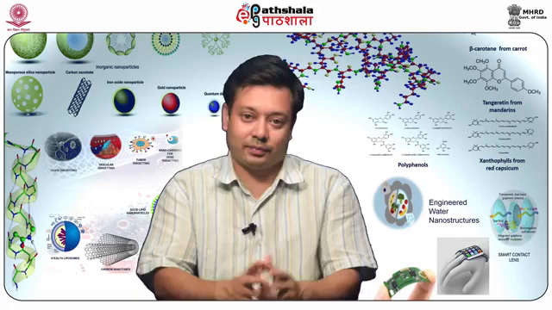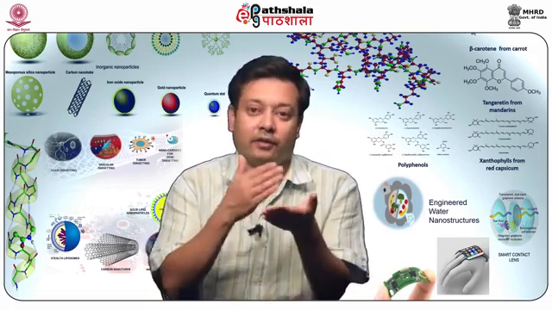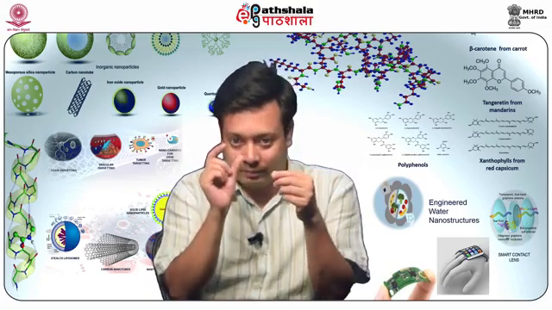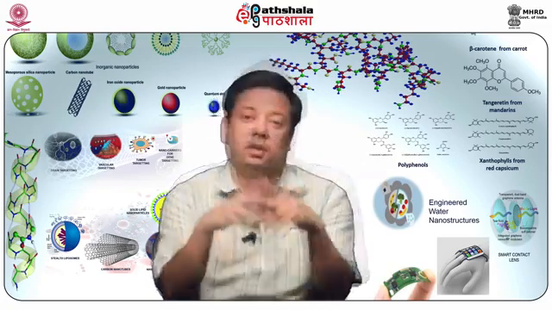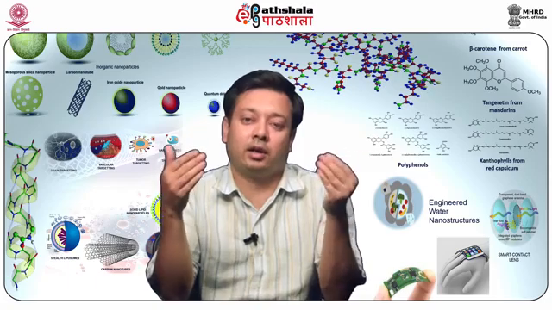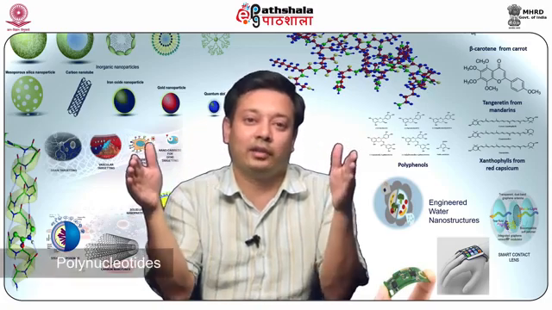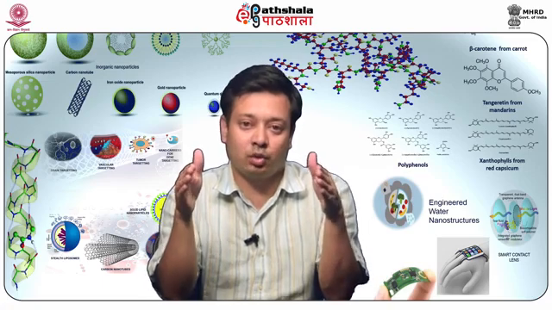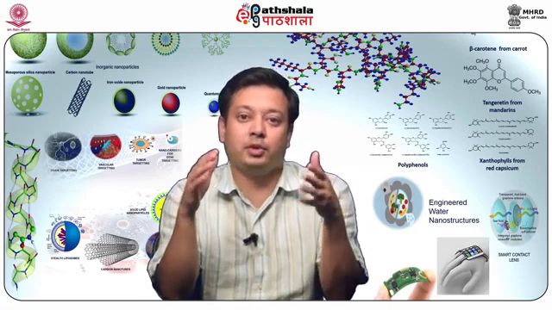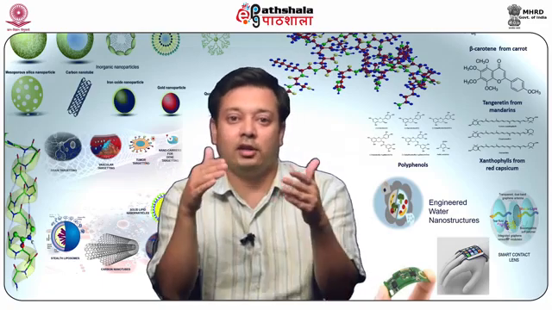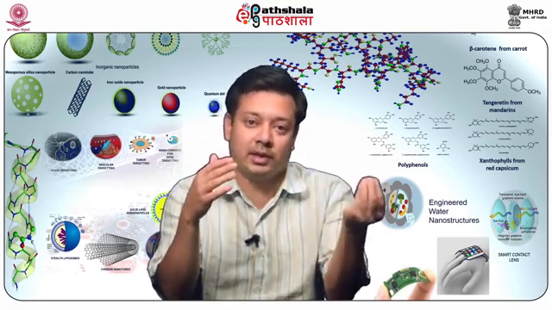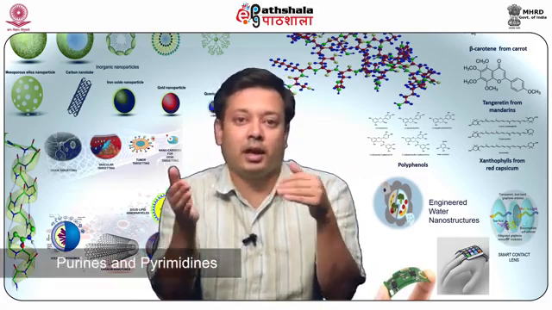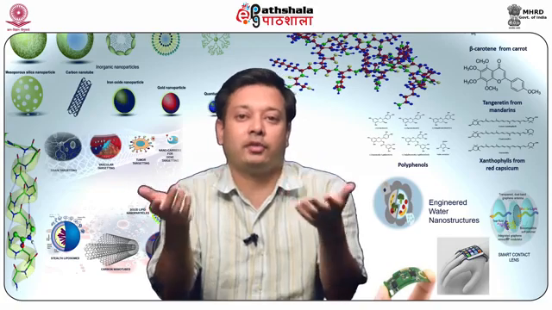So let's look at the different fragments of DNA, or the basic building blocks of DNA. The nucleic acids are nothing but polynucleotides, and if you look at one particular nucleotide, it is made up of nucleoside and phosphate. The nucleoside is made up of bases, which can be of two different types, purine or pyrimidine, and the sugar, which can be different for DNA and RNA.